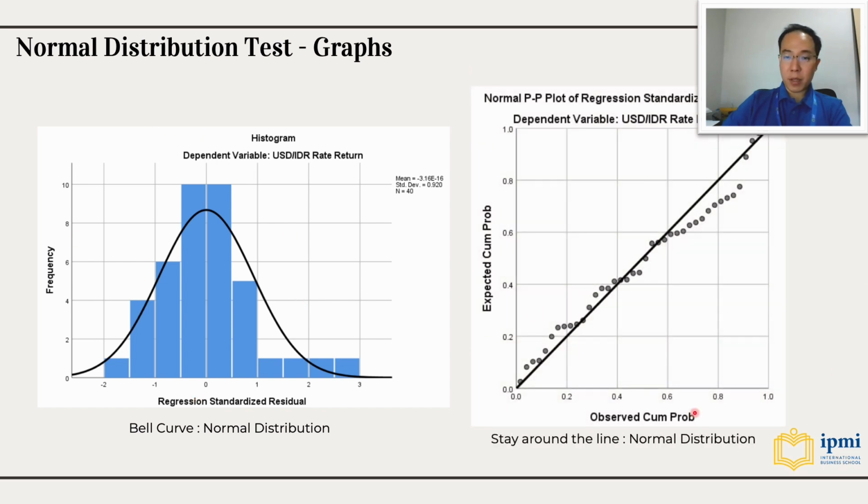And for the second picture, it shows that all our 40 samples of data are near this line. There is no sample data here, here, or even there. So it means that all of this data is normally distributed.